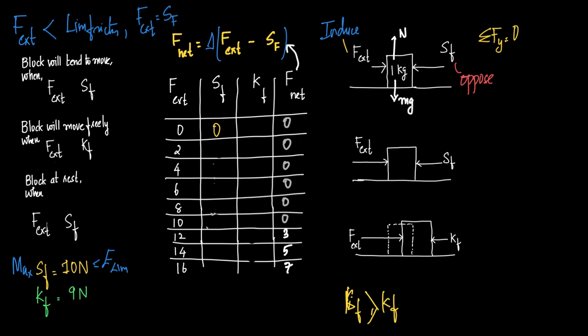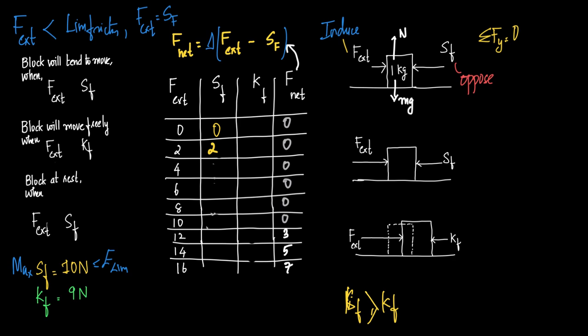Let's see that one more time. If F external is less than limiting friction, then the value of static friction will actually be the value of the F external. Any doubt? We'll make it clear. What is the applied external force here? 2 Newton. So 2 Newton is less than 10 Newton, right? Therefore, what will be the value of static friction? It will be equal to F external, which in this case is 2 Newton. Therefore, what is F net? F net is the difference between F external and static friction. 2 minus 2 is 0, right?